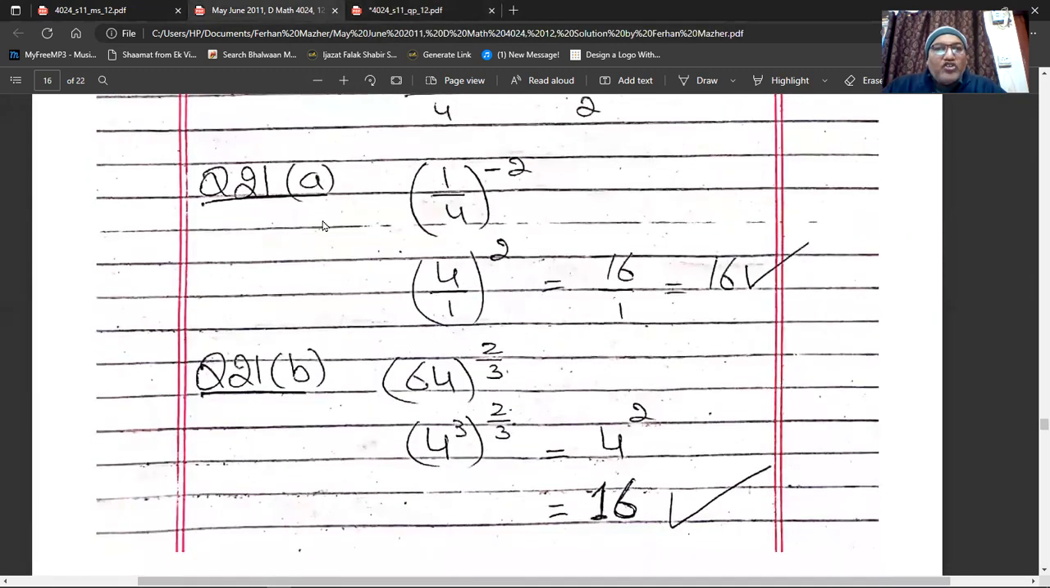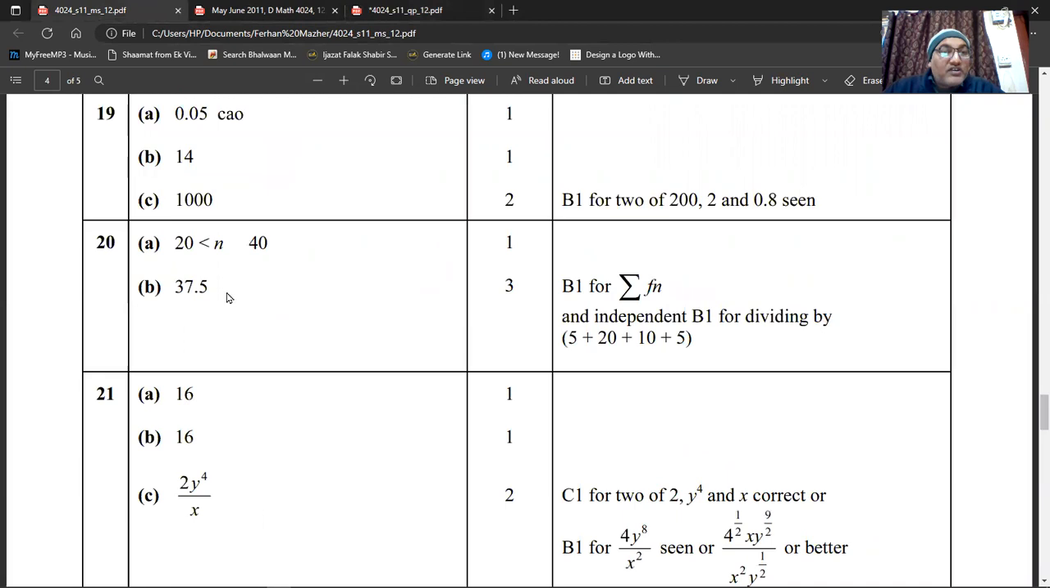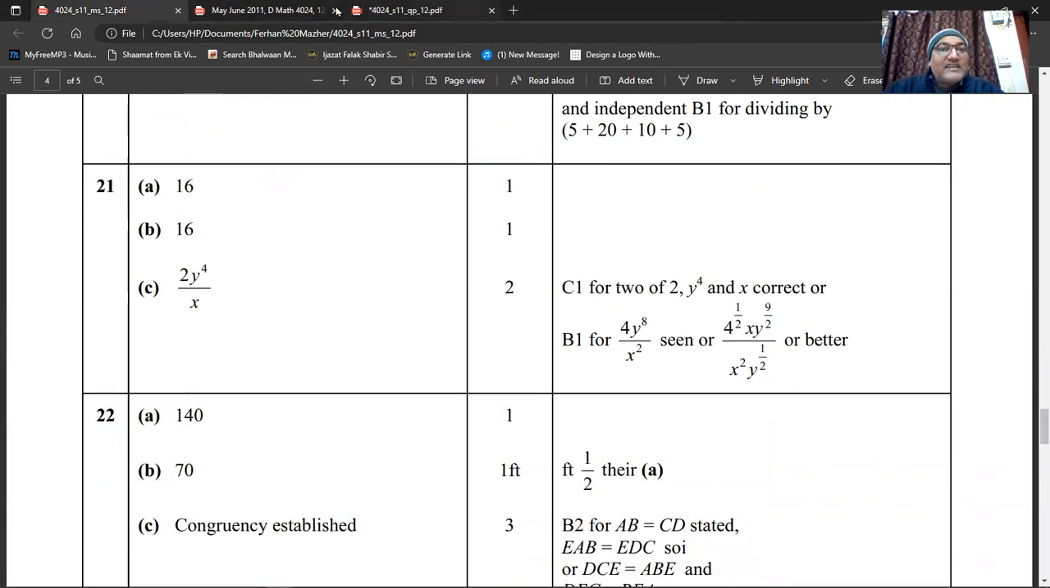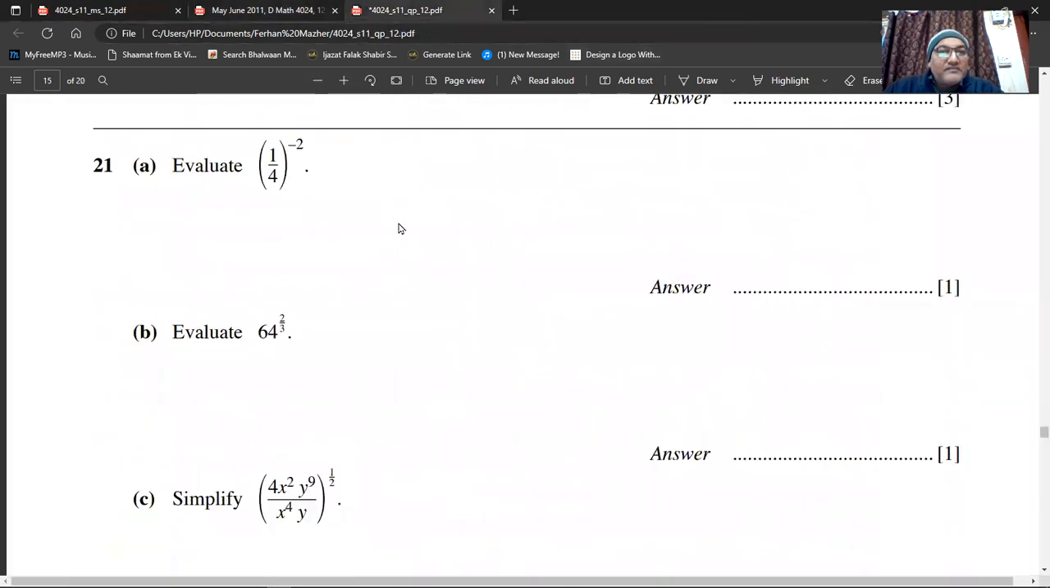Okay, so on your screen, the solution is showing up. So 1 by 4 raised to power minus 2. So you reciprocate whatever is inside the bracket, and the power will become positive. So 4 by 1 whole square. So that will be 16 by 1, which means 16. That's question number 21. 16 is the right answer, sir.